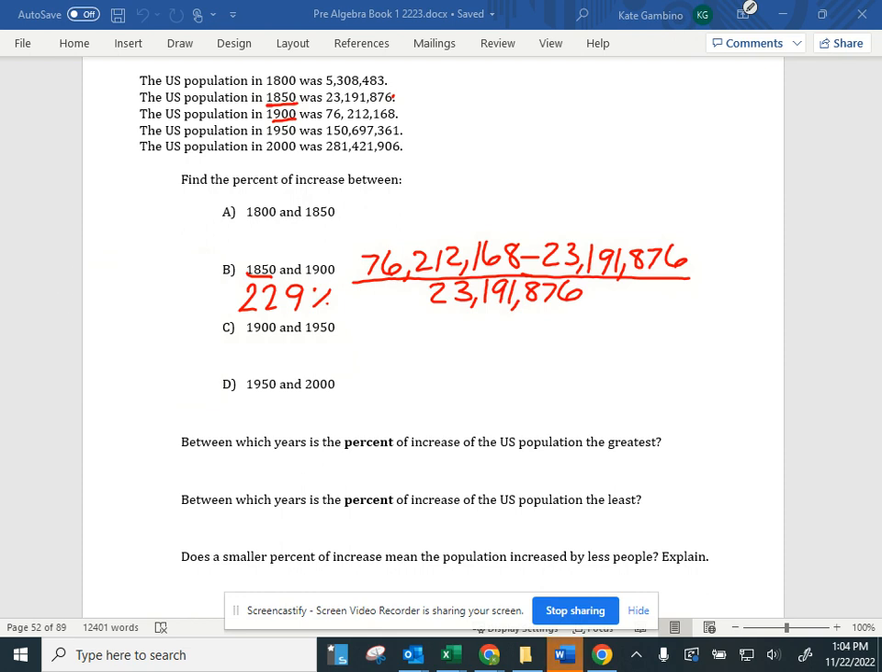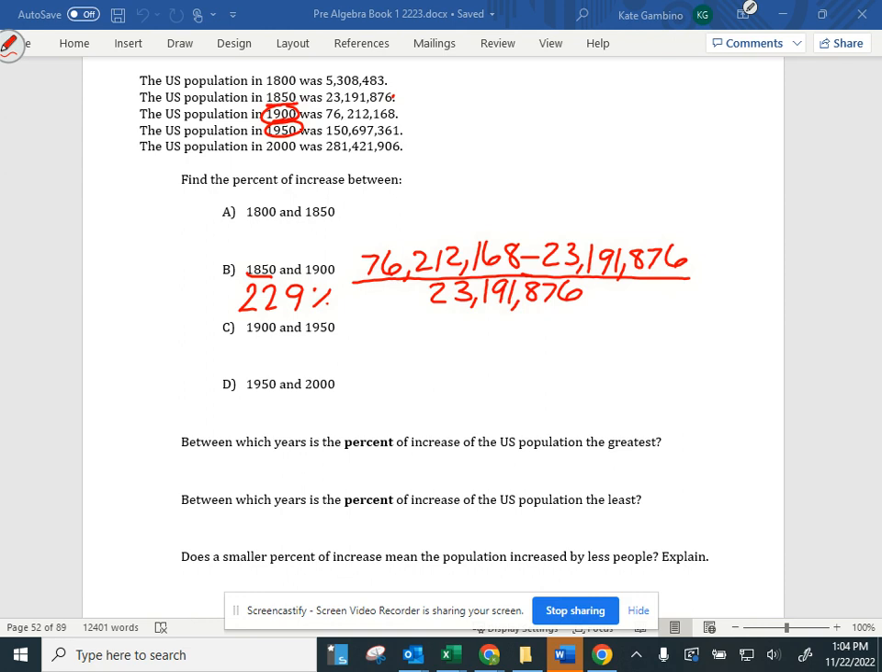All right, for C, we did 1900 and 1950. Okay, one of you come over here. I am being way too distracted. Ladies, you choose. One of you move. Quickly. Thank you.